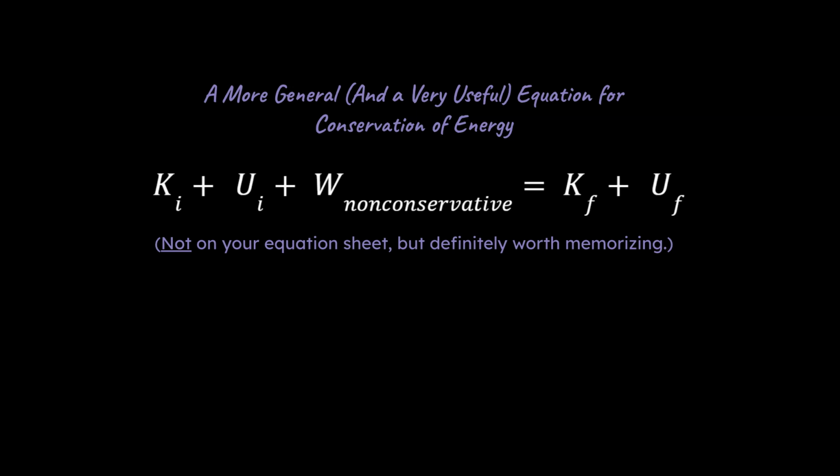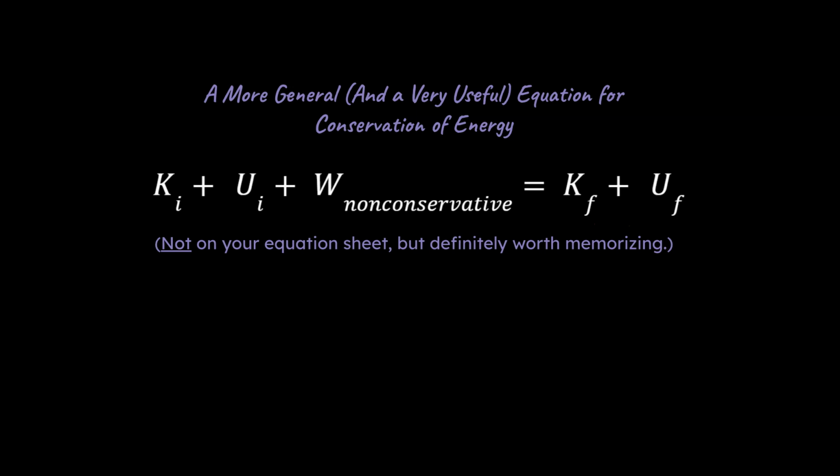Alright, and lastly, I do want to point out a more general and very useful equation for conservation of energy, which would be something like this. You could say kinetic initial plus potential initial plus the work that is done that's non-conservative, typically friction, is equal to the kinetic energy final plus U final. So let's think about this for a moment.